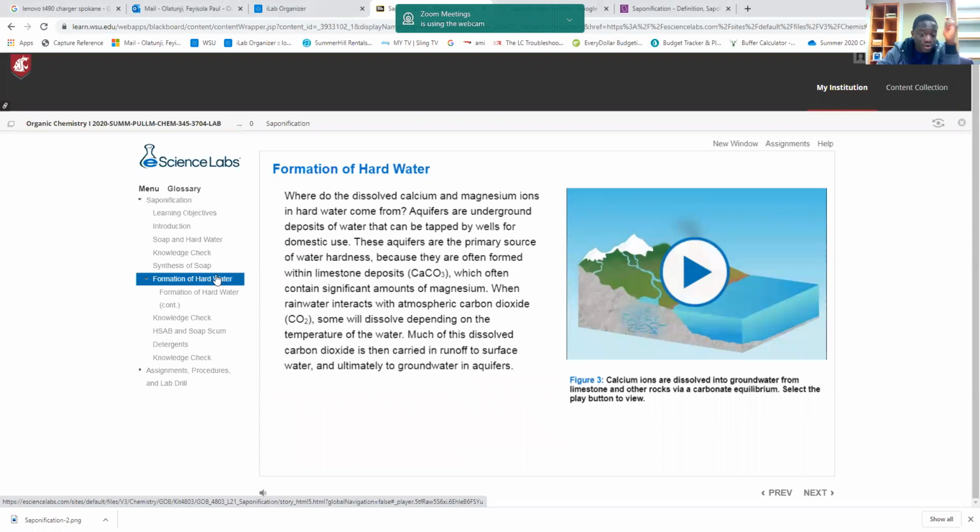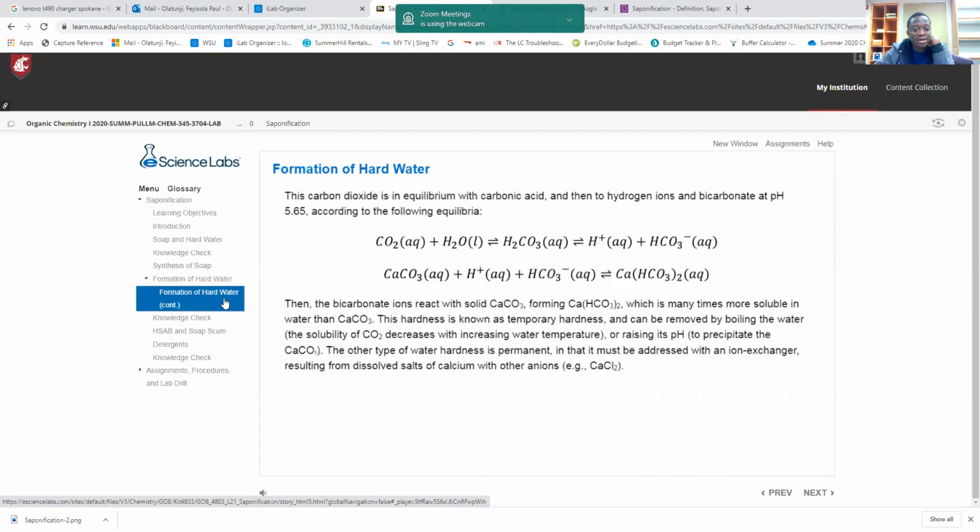So formation of hard water, well, this is not a geology class. However, it's pretty much straightforward. Hard water is formed when CO2 and water interact with the carbonate in the ground of your limestone, and you end up getting calcium bicarbonate, which is also known as the component that forms your hardness.